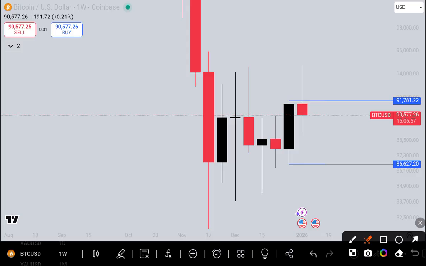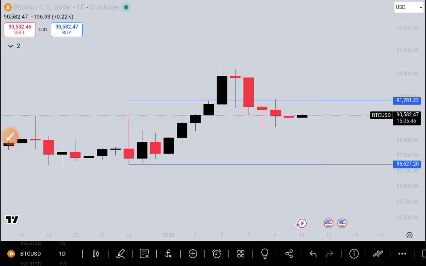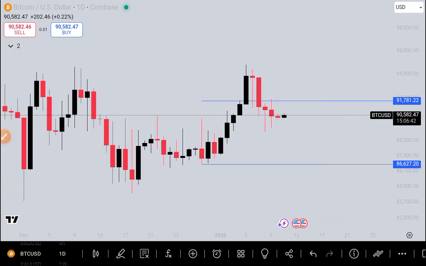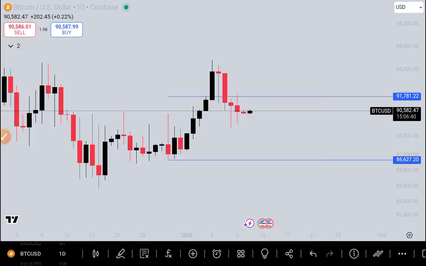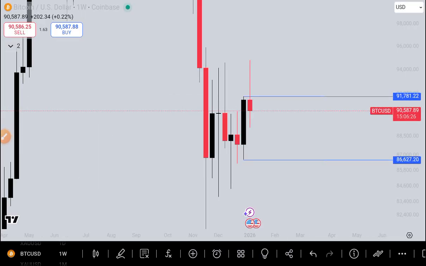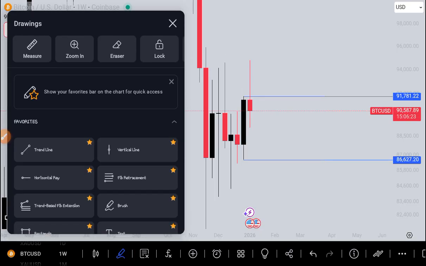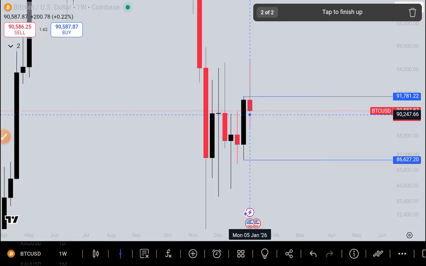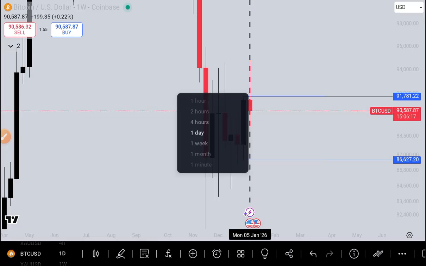Now that we've gotten this entire structure on the weekly time frame, we have to go down to the daily time frame and look for either sell reversals or sell continuations. What are we seeing on the daily time frame? In fact, let me mark the previous week so that we can easily find it on the daily charts. So this was the previous week. Let's now go down.